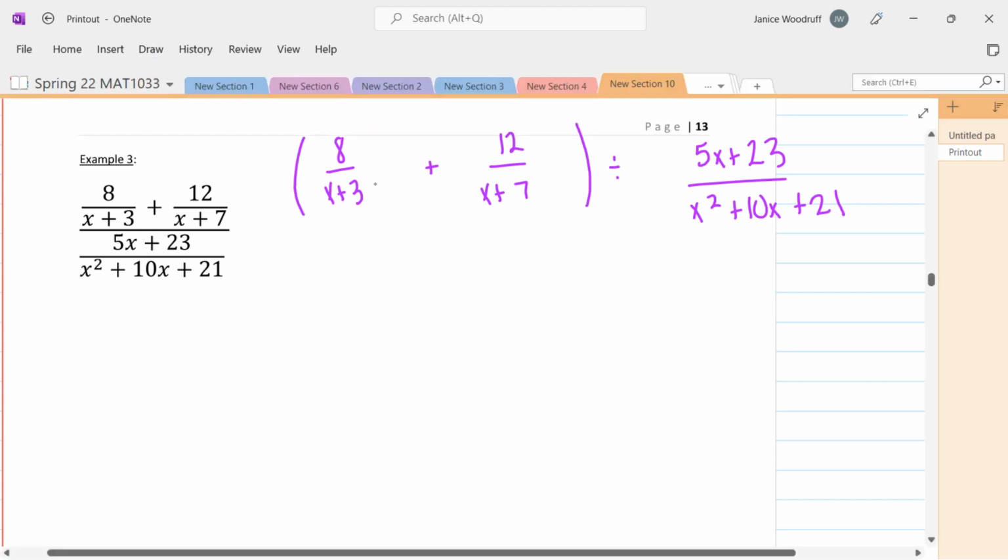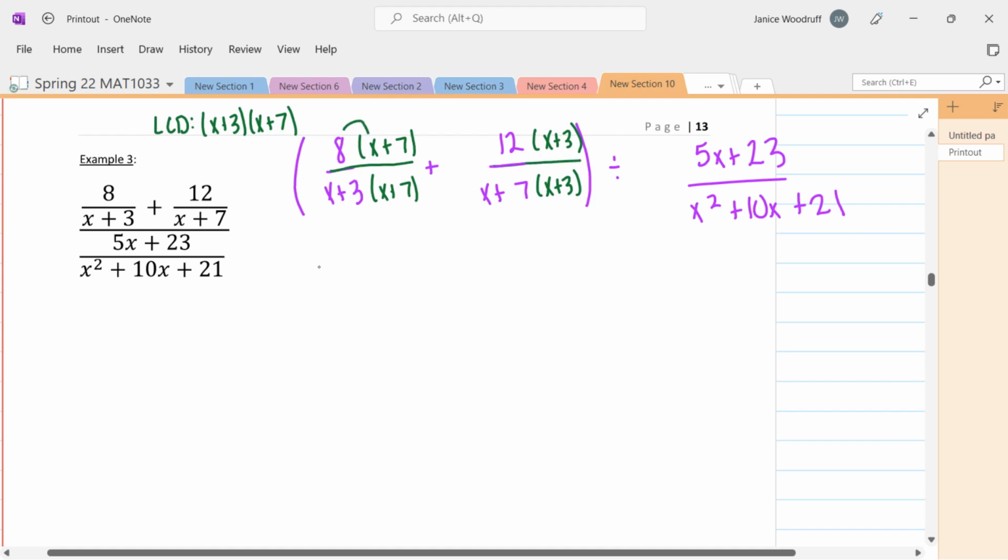Nothing to factor. Common denominator there. You would want one of each factor. So it's going to be x plus 3 and x plus 7. So this one is missing an x plus 7. And then the second fraction is missing an x plus 3. Okay, so we're multiplying by what's missing. Let's go ahead and multiply out the tops.